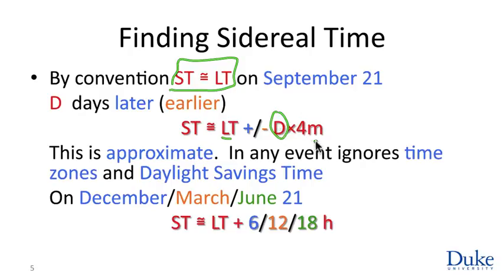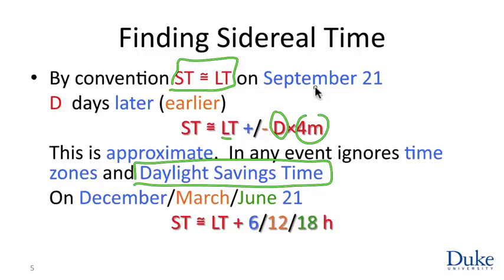Now, of course, this is approximate. 4 minutes is not precise. We are in any event ignoring time zones. Beware of daylight savings time. This expression ignores the jump by an hour that we artificially introduce into our clock. So this is standard time. But this is good for dates that are near September 21st.